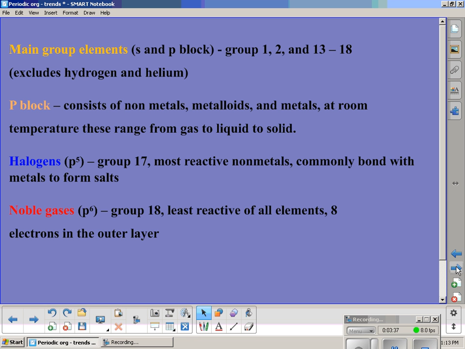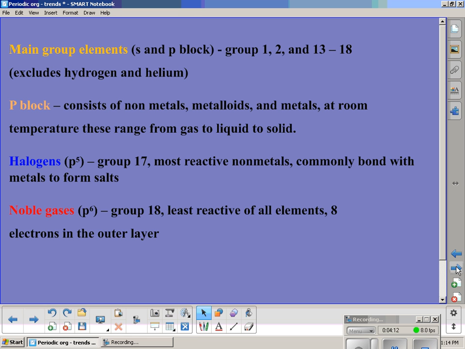Next up, we have a few other groups. You may hear the term main group elements. This refers to the S and the P block, but it excludes hydrogen and helium. So we're talking about groups 1 and 2, the S block, and then groups 13 through 18, the P block. Okay, P block elements, they're very diverse. They consist of nonmetals, metalloids, sometimes called semiconductors, and metals. At room temperature, these can range anywhere from gases to liquids to solids, so very diverse group.